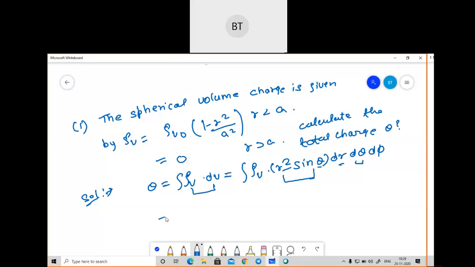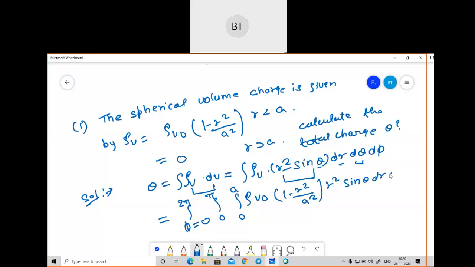And we have to put the limits. This is for spherical coordinates, and it is used for the calculation of volume integration. The limits will be 0 to 2 pi, 0 to pi, and the other one is 0 to a. So I'll write here the integral of rho 0 times 1 minus r square by a square into r square sine theta dr d theta d phi. That is what we have to do.